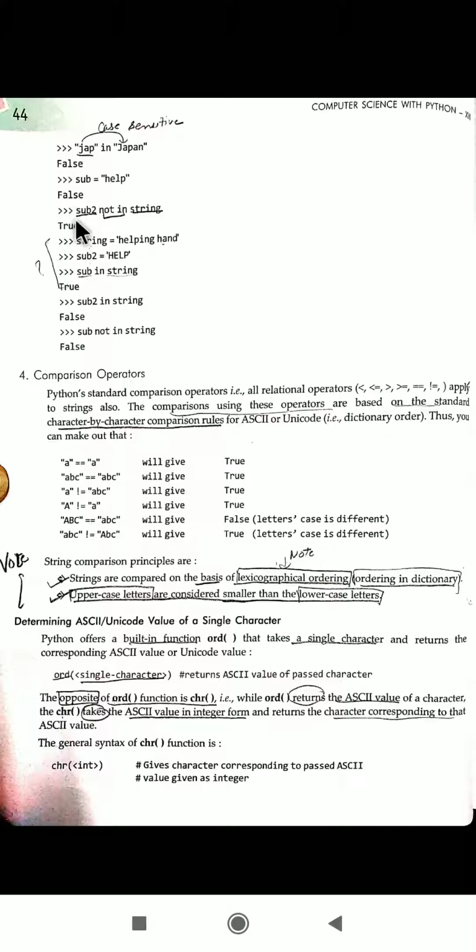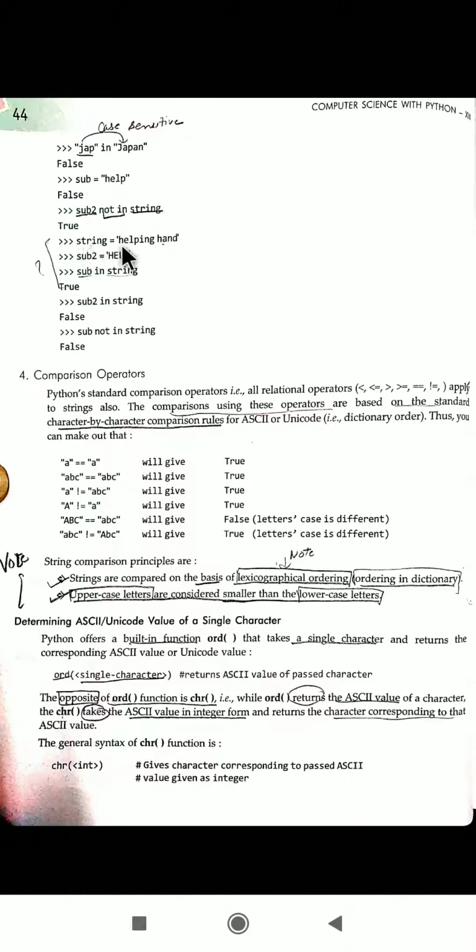Here we were. So, sub 2 not in string. Sub 2 has not been defined till yet, and sub 2 we will consider it as a string. Sub 2 is in string. So, neither do we have a string, nor do we have sub 2, and it is saying it is not a part of it, so it's true. We don't have this, and it is not a part of it, so we say it's true.